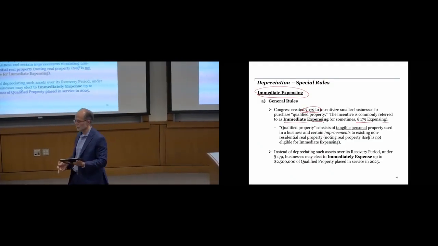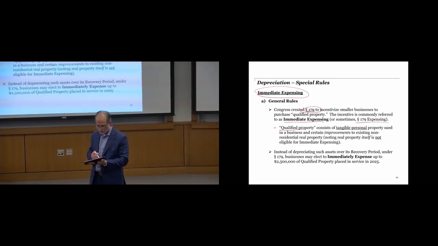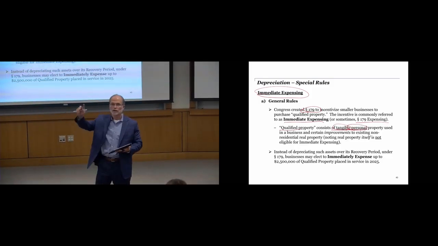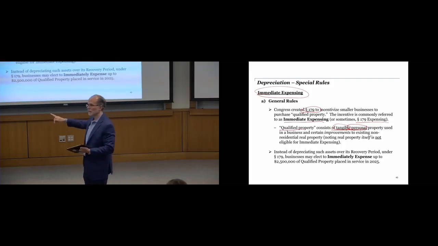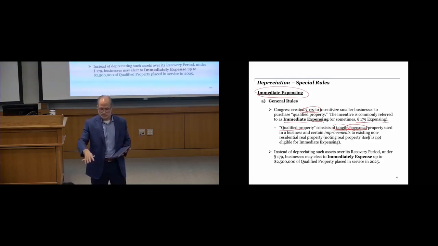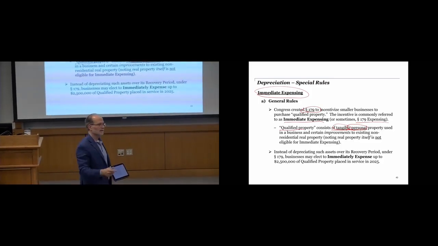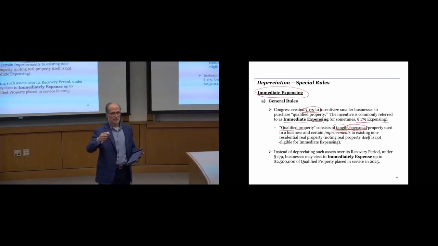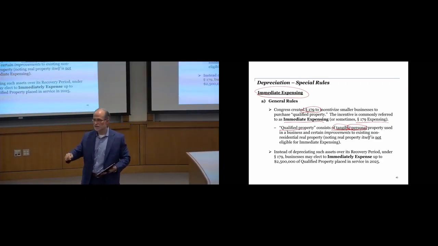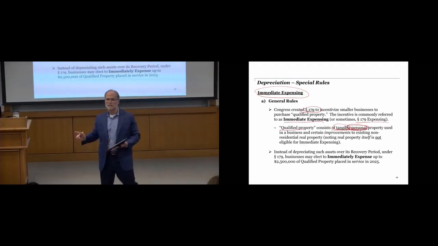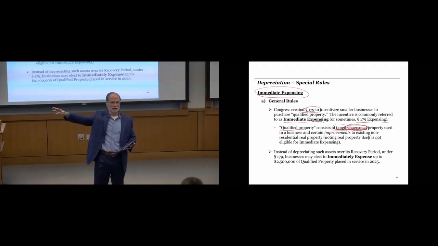Qualified property consists of tangible personal property. So two things there. Words have meaning, right? Tangible, not intangible. So things I can touch. It's not formulas, recipes, those types of things, patents, copyrights. It's tangible things, things I can touch. And it's personal property, not real property that we just talked about. So again, things that are not real estate.